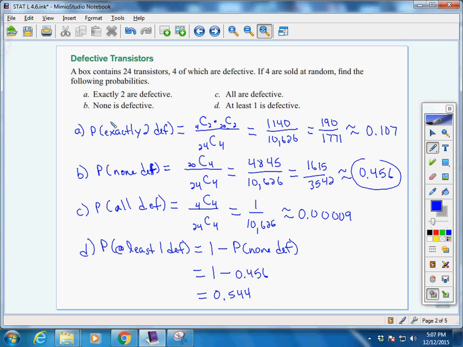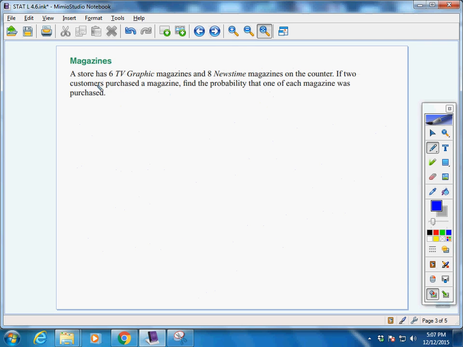Again, using our probability rules, we're just in this case throwing combinations in. Let's take a look at another example. A store has 6 TV Graphic magazines and 8 Newstime magazines. If 2 customers purchase a magazine, find the probability that one of each magazine is purchased. So we want the probability that we have 1 TV Graphic, and 1 Newstime.